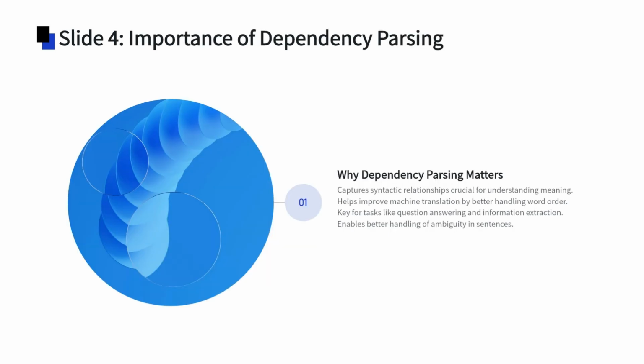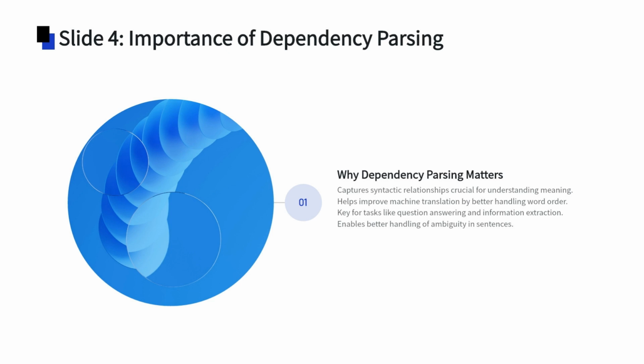Dependency parsing is central to many advanced NLP tasks because it provides deep insights into the syntactic structure of sentences. By understanding the relationships between words, we can derive meaning more accurately. For example, in machine translation, knowing which words depend on each other allows systems to maintain the correct word order when translating between languages with different syntactic structures.